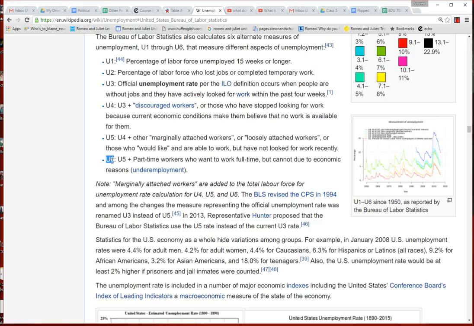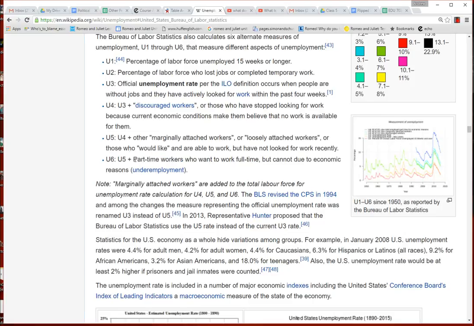In U6, it counts all the people from U5, all the people from U4, and it also adds people that are part-time workers who would like to work full-time but cannot for economic reasons. So part-time workers generally aren't making enough money to survive. They're usually working for low dollars per hour, generally around minimum wage. Usually not enough to survive. So many of these people would like to work full-time.